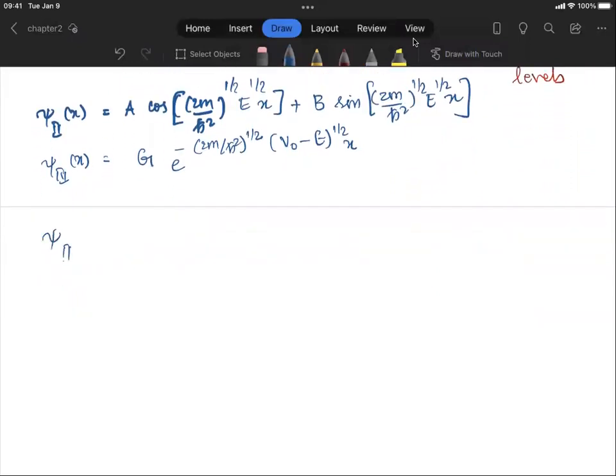So psi 2 of L is equal to psi 3 of L. And why is that the case? Because the wave function needs to be continuous, and psi 2 and psi 3 have a common boundary at x equals L. And at that point, we expect the wave functions to be the same and the derivatives to also be the same because the wave function has to be continuous.